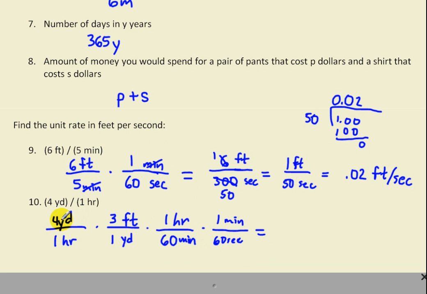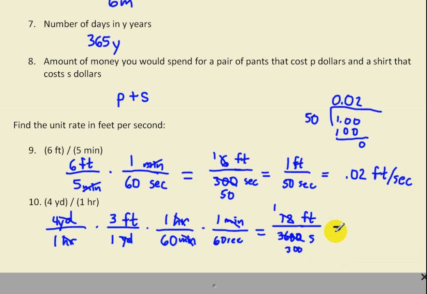And we get, so now we have 4 times 3 times 1 times 1 is 12. And 1 times 1 times 60 times 60, that is 3,600. Okay. And so far for our units, let's see, yards will cancel yards, hours cancel hours, minutes cancel minutes. So in other words, we have 12 feet in 3,600 seconds. So there's our rate, but now to get a unit rate, we need to go ahead and take 12 divided by 3,600. We can simplify this a little because 12 goes into 36 3 times. That means 12 will go into 3,600 300 times.